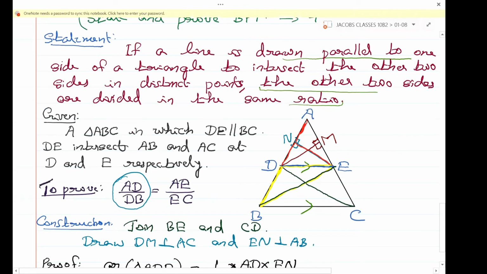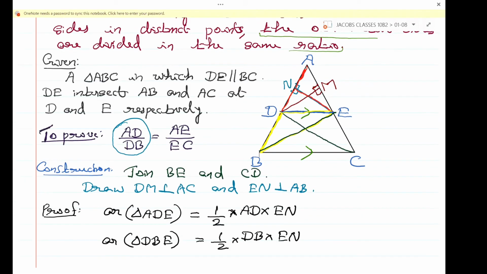So now all of you please write these two. Area of triangle ADE is equal to half into AD into EN, and half into DB into EN. So here we are taking two triangles with AD and DB as the base. Now we will divide these two. Okay, so when we divide these two, what will be?